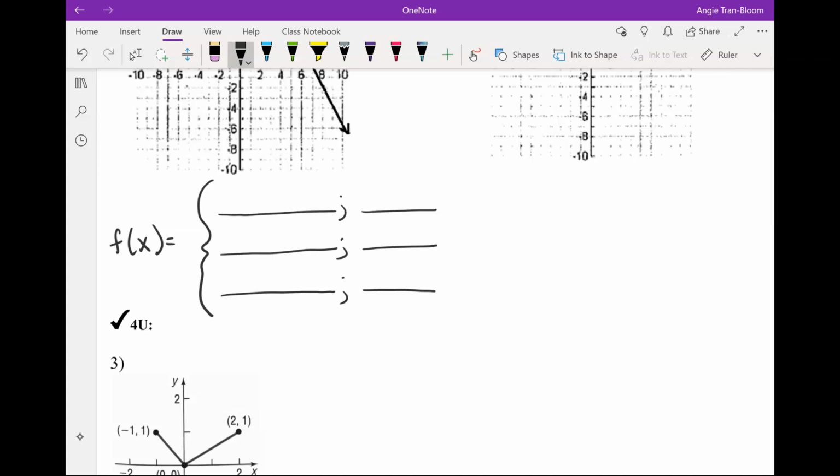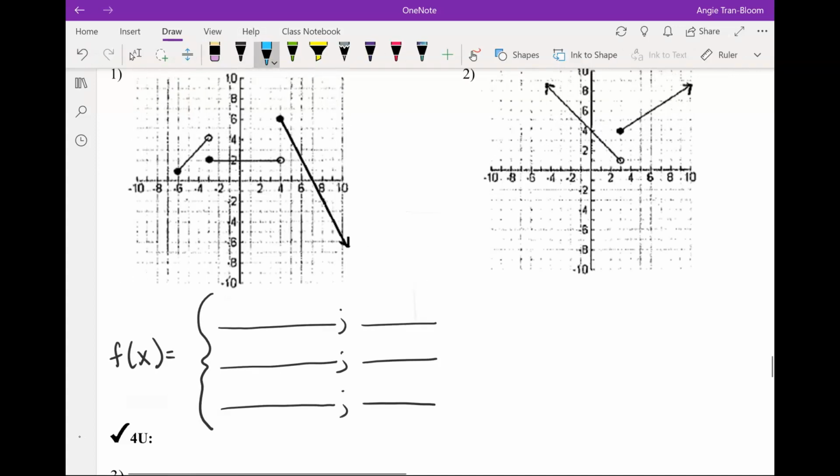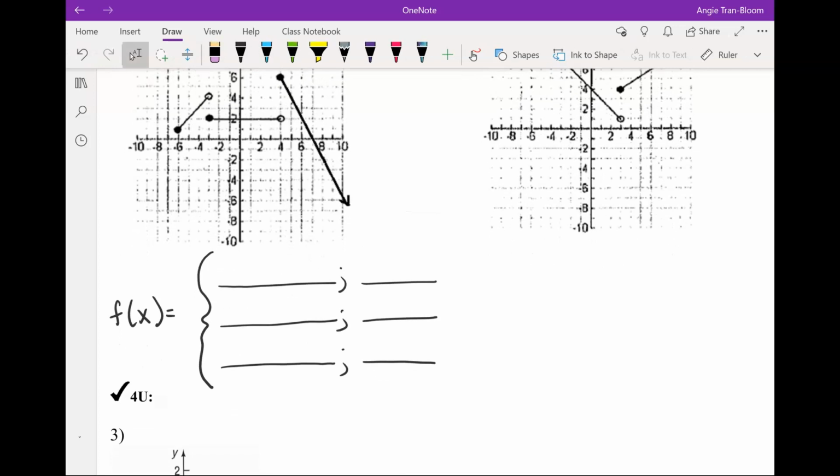All right. Here we go. We're going to start with the first piece, and we're going to go from left to right. I'm going to use different colors so we can see what's going on. Piece number 1. We are going to fill in the constraints here. That means it's talking about the domain. What is the domain of piece 1? It starts at -6, yep. It keeps going.